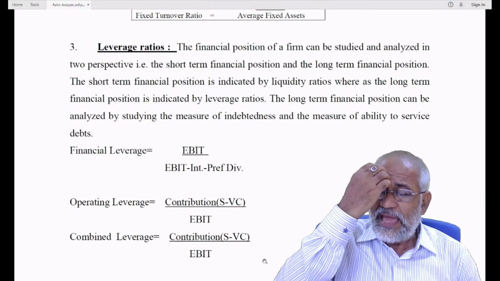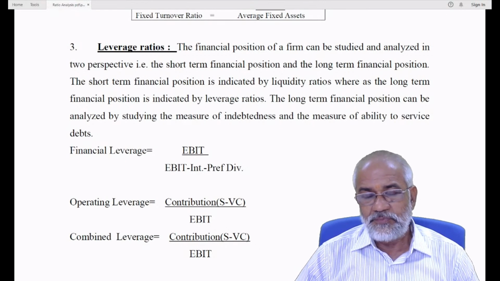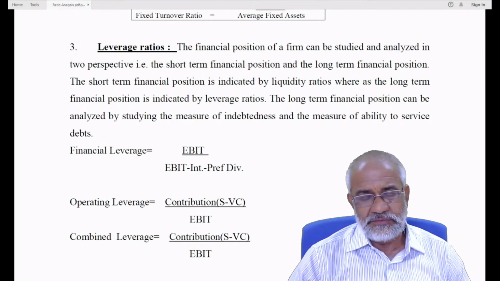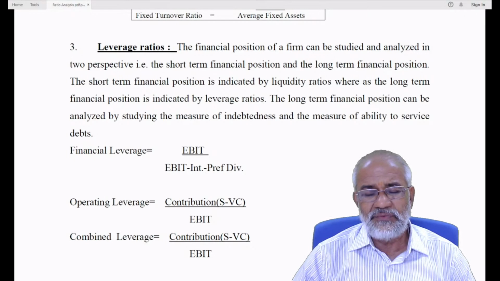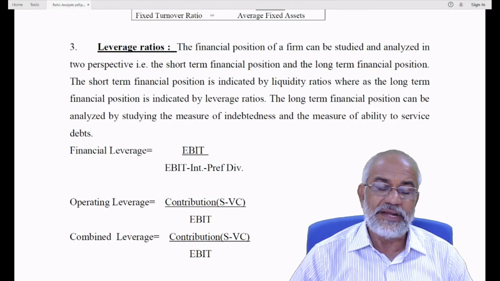When 1 lakh of additional equity shares are issued, suppose the 1 lakh share capital is the composition of 1000 equity shares of 100 each.